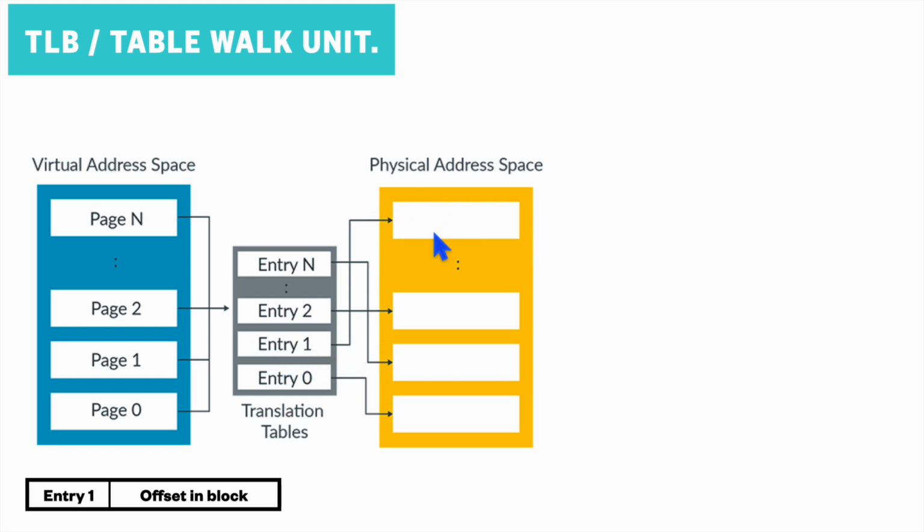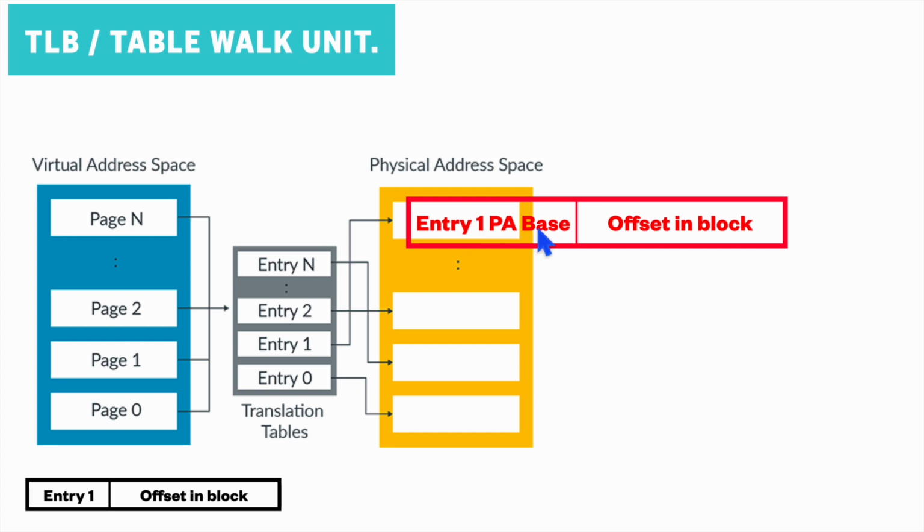So the conversion will be entry 1 physical address space plus the offset mentioned here. So combination of these two will give the exact physical address. Let's say this is 9000 and this is 100. So it will be 9100. That's how MMU unit converts from virtual address to the physical one.